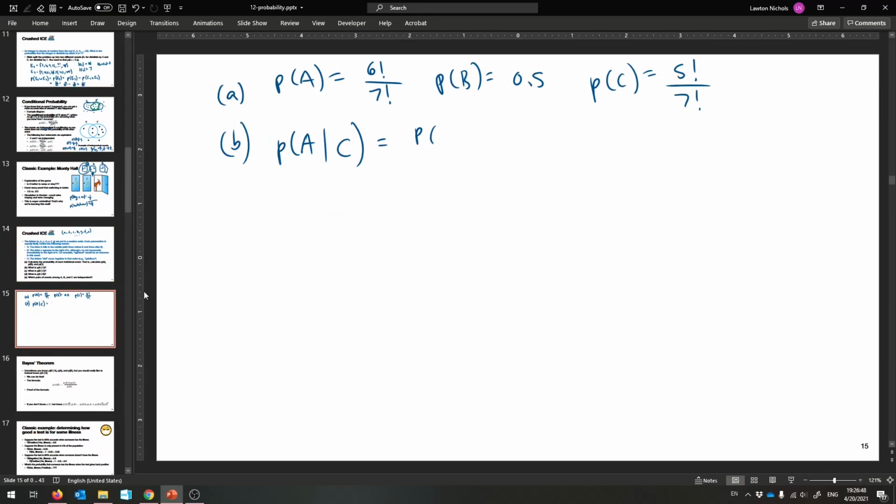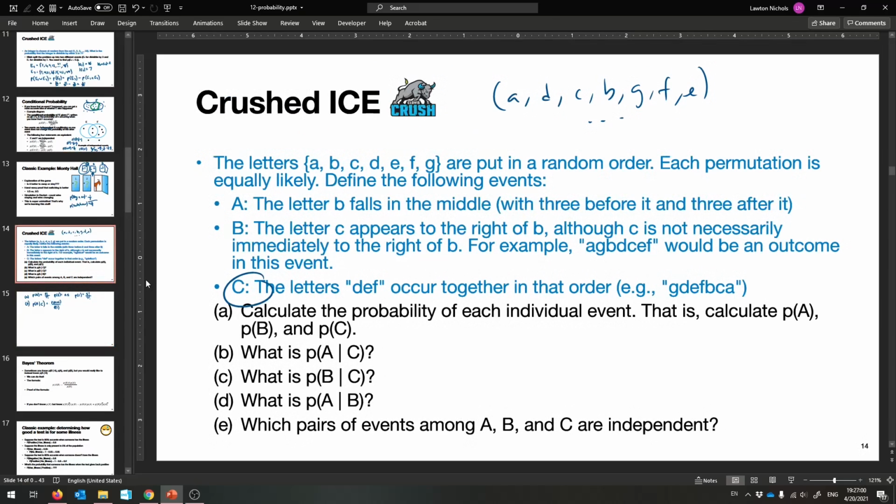So that's going to be the probability of A and C both happening over the probability of C. Okay, so we know that one. We just need to figure out this, and then we can make an actual answer. So when does A and C happen at the same time? How can we figure that out? Where do they overlap? When you have D, E, and F occurring together, and then B falling in the middle.